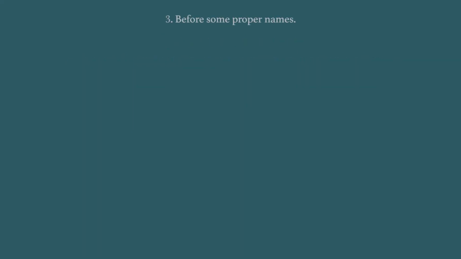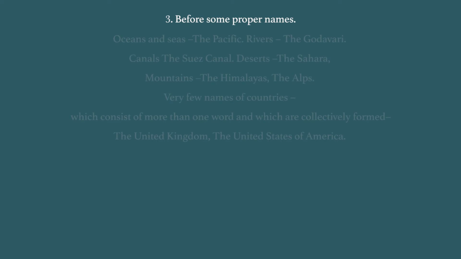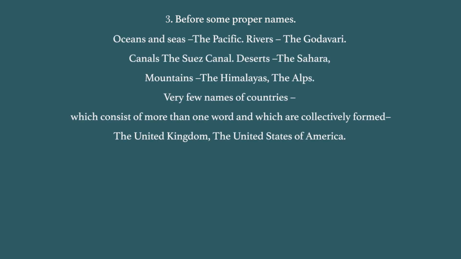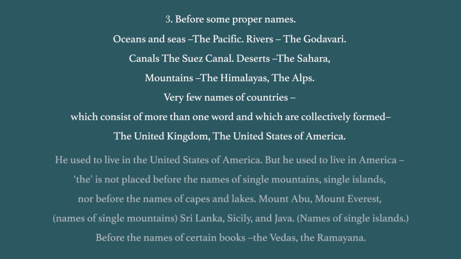Third, before some proper names: oceans and seas, the Pacific; rivers, the Godavari; canals, the Suez Canal; deserts, the Sahara; mountains, the Himalayas, the Alps; and a few names of countries which consist of more than one word and which are collectively formed: the United Kingdom, the United States of America. He used to live in the United States of America, but he used to live in America.